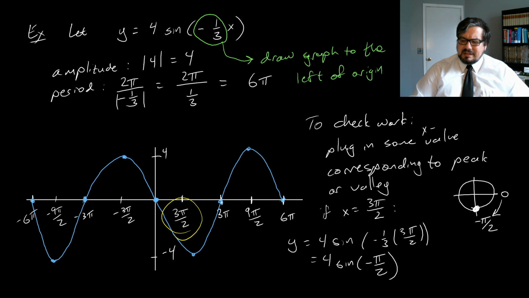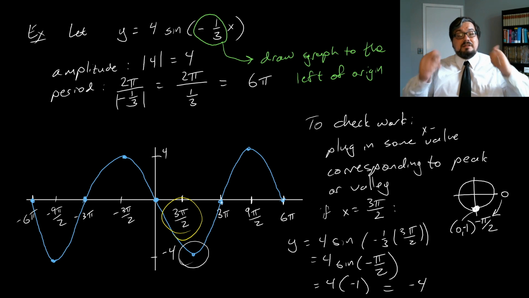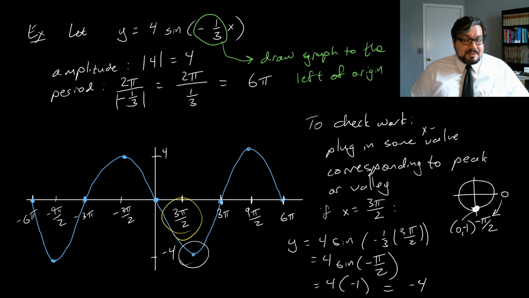That means that sine of -pi over 2 is going to correspond to this point on the graph. Now, this point on the unit circle is at the very bottom, and so it has coordinates of 0, -1. That means that sine of -pi over 2 is -1, which gives me -4 out of it, which is what I wanted there. So that checks out. That means that it looks like I probably did everything correctly.